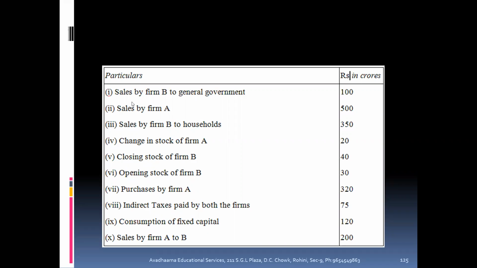The question is: sales by firm B to general government rupees 100 crores, sale by firm A rupees 500 crores, sale by firm B to household is rupees 350 crores, change in stock of firm A 20 crores, closing stock of firm B 40 crores, and opening stock of firm B is 30 crores. Purchase by firm A is 320 crores, indirect taxes paid by both the firms 75, consumption of fixed capital, that is depreciation, 120 crores, and sale by firm A to B is rupees 200 crores.